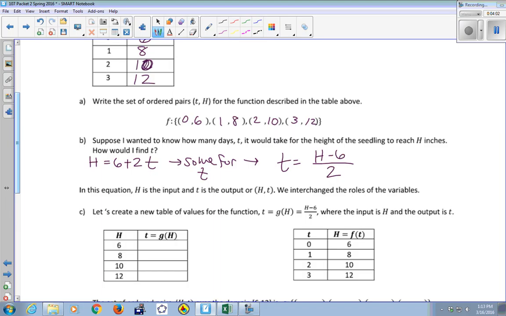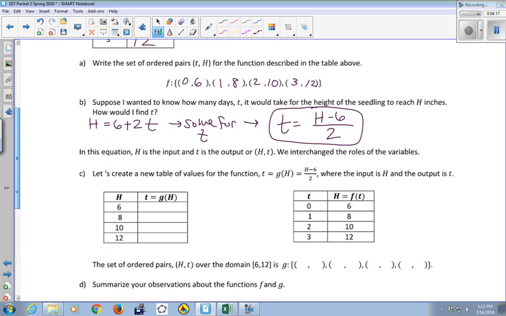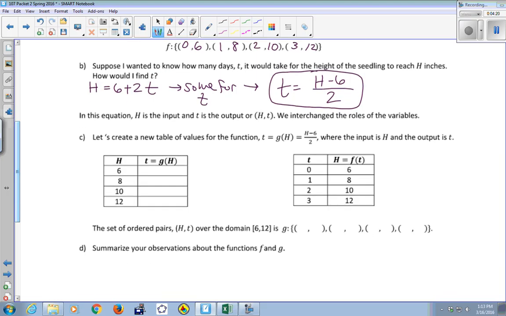Okay, so in this equation, h is now my input and t is my output, so my points look like h comma t instead of t comma h. So I interchanged the roles of the variables. So let's make a new table of values where h is the input and t is the output. Okay. So my function is h minus 6 over 2. So if you put a 6 in for h here, what do you get for t? 0. And if I put in an 8, I get 8 minus 6 is 2, 2 over 2 is 1, 10 minus 6 is 4, 4 over 2 is 2, and 12 minus 6 is 6, and 6 over 2 is 3.